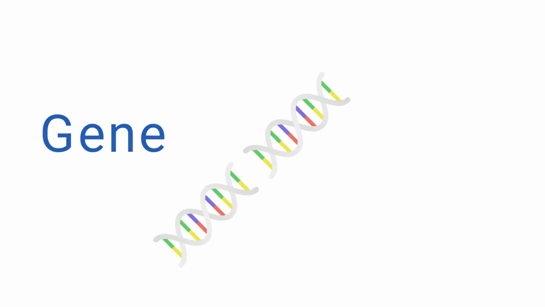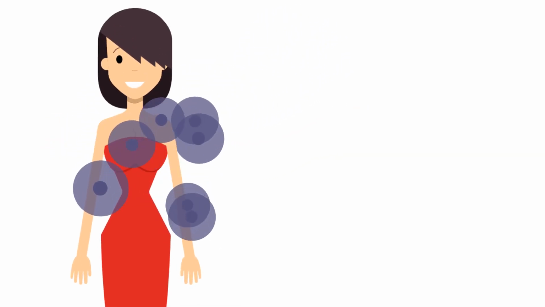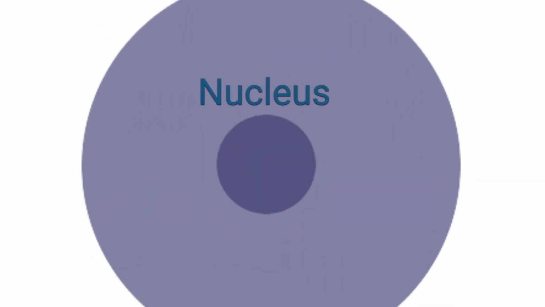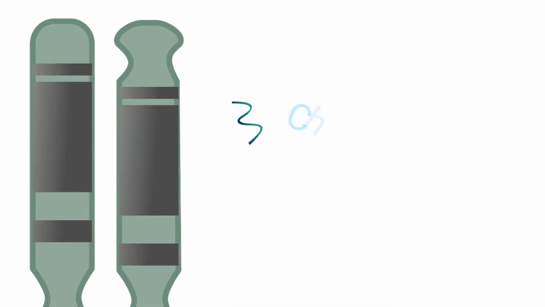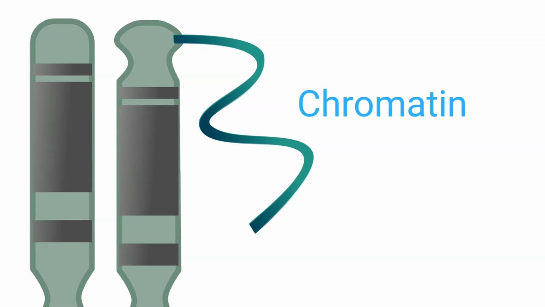But, what's a gene? Well, let's start with the cell. Cells make all living things such as our bodies. The center of a cell is known as a nucleus. Inside the nucleus are chromosomes. In humans, there are 23 pairs of chromosomes in a cell. Chromosomes are tightly wound chromatin that wind up to prepare for cell division.